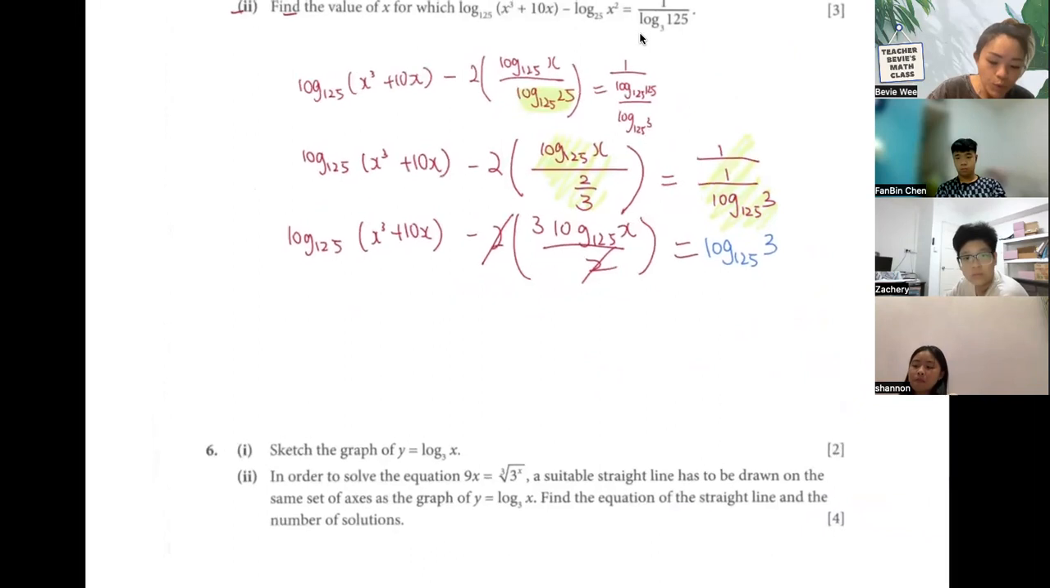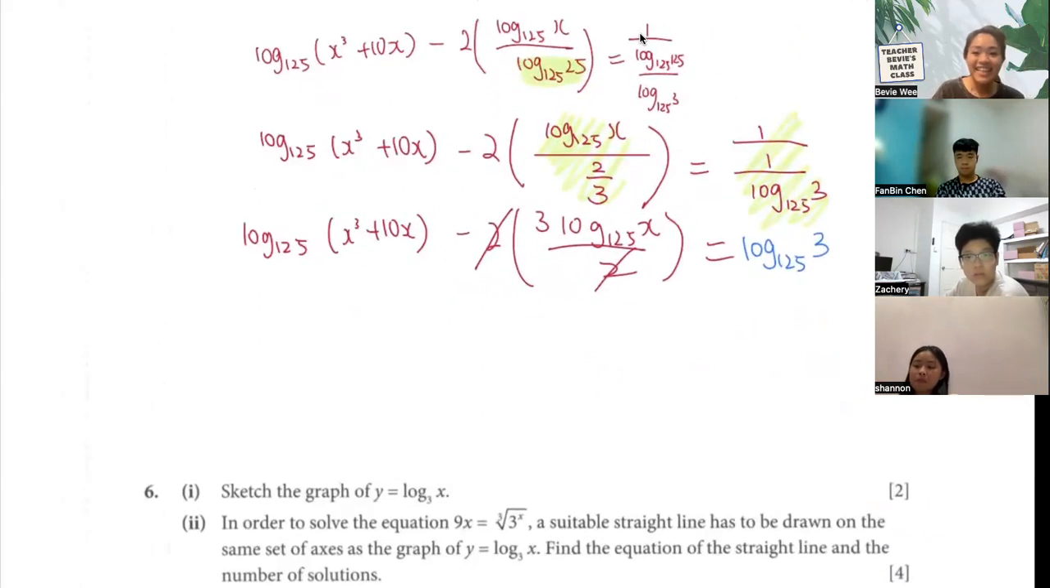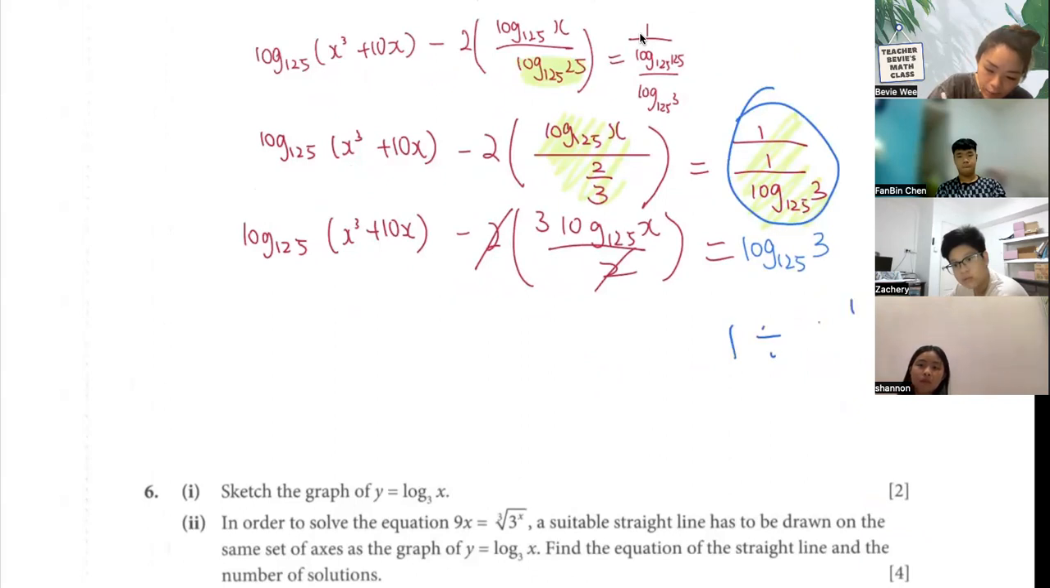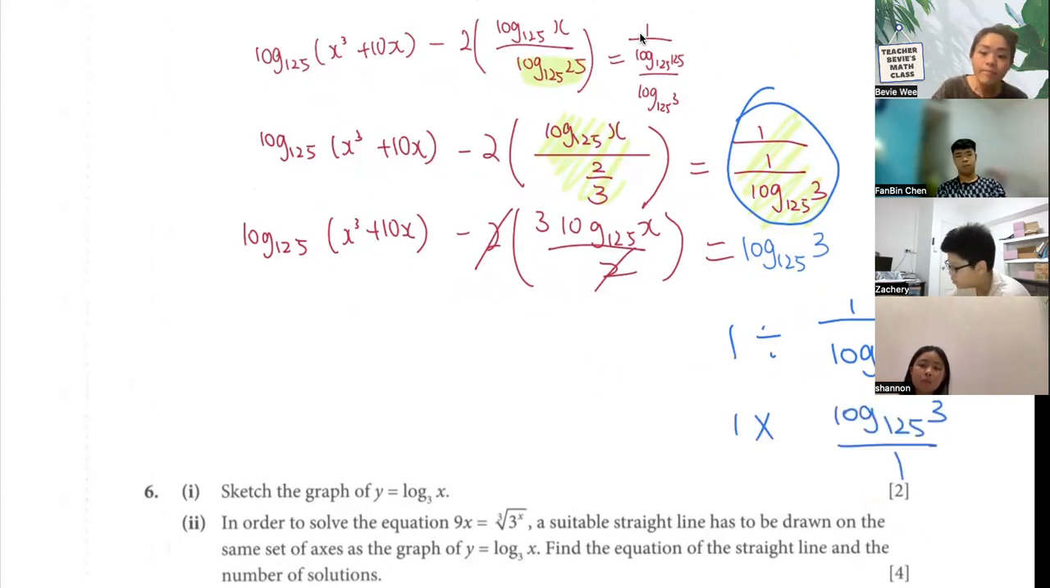No. No. How you get log? How you get rid of the numerator one? For this one? Yeah. Okay. This one is 1 divided by 1 over log 125 of 3. Then I keep change flip. Oh, okay. That's why it just gives me log 125 of 3.